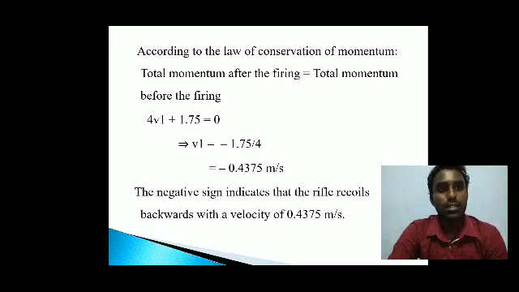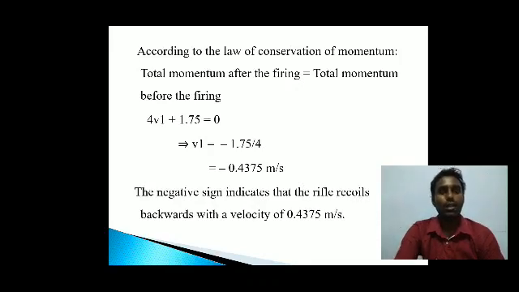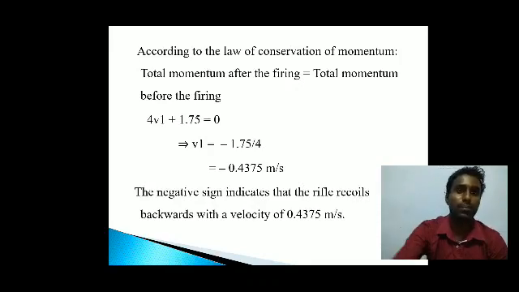Why minus, sir? Because the bullet is moving in one direction, so the recoil velocity will occur in the opposite direction. Okay, shall we move to the next problem?